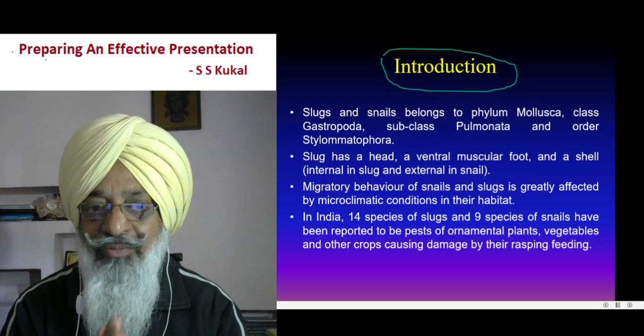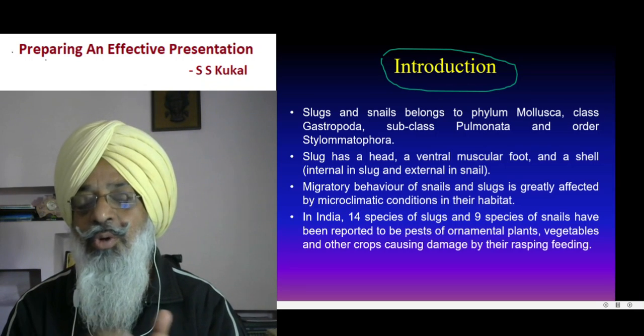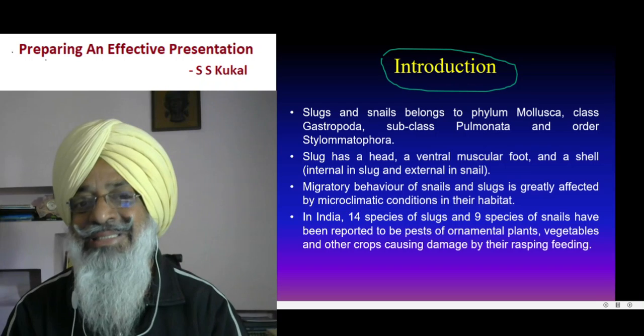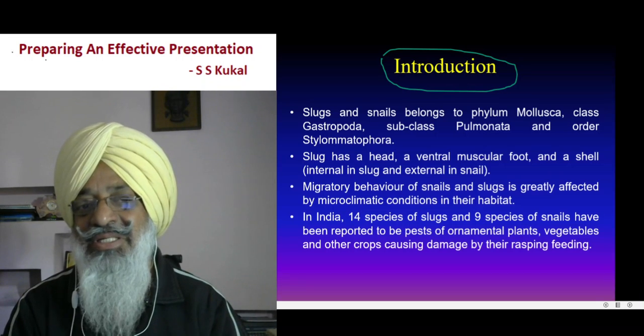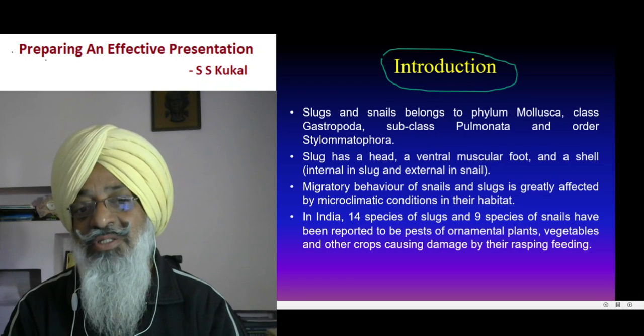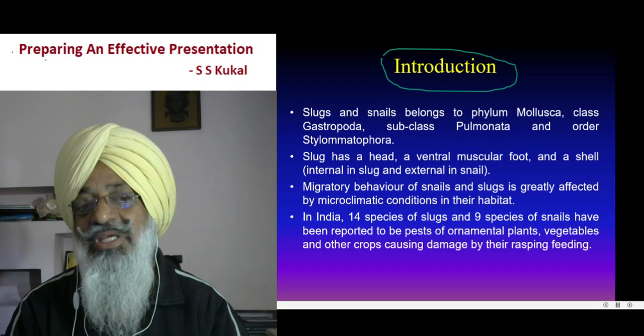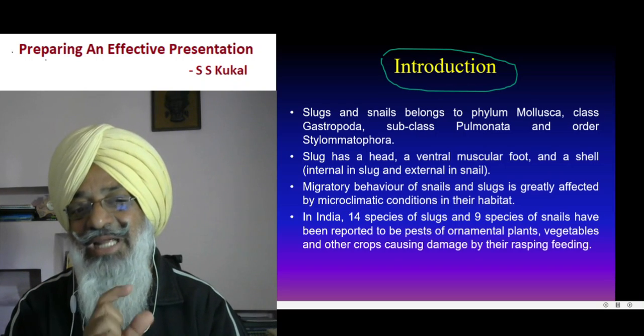And in PowerPoint presentation, please remember, no bullet point should be a complete sentence. It should be a phrase. Because if you write complete sentence, you are going to read that. You cannot avoid it. So it should always be a phrase, and phrase means there should not be any full stop at the end of that particular phrase.